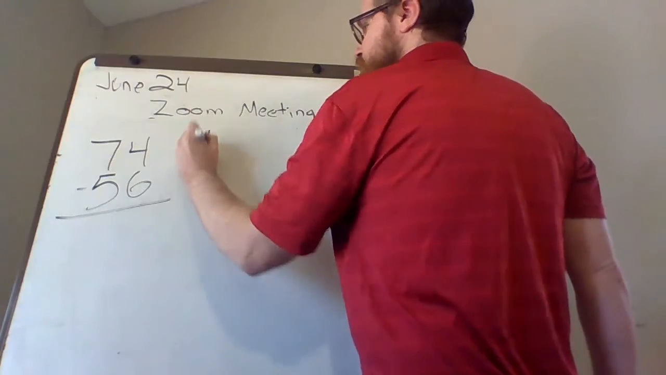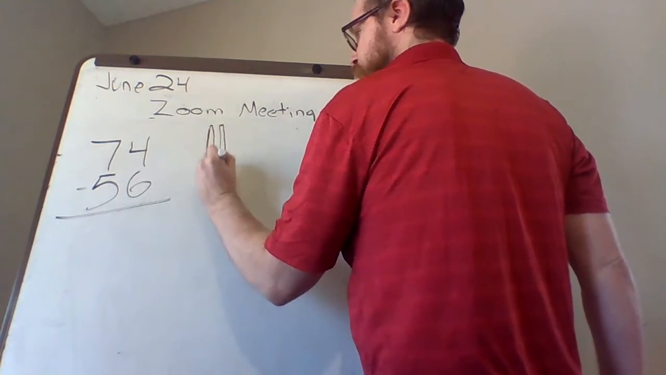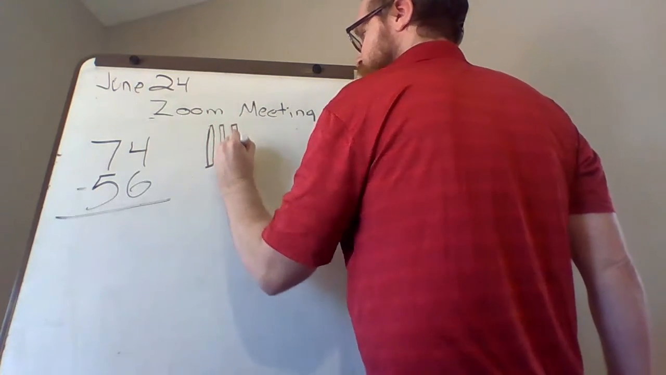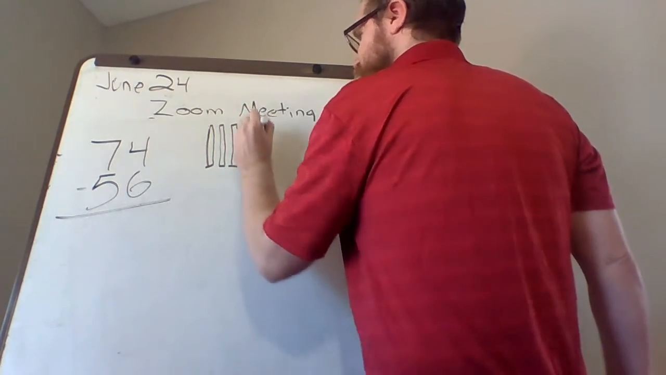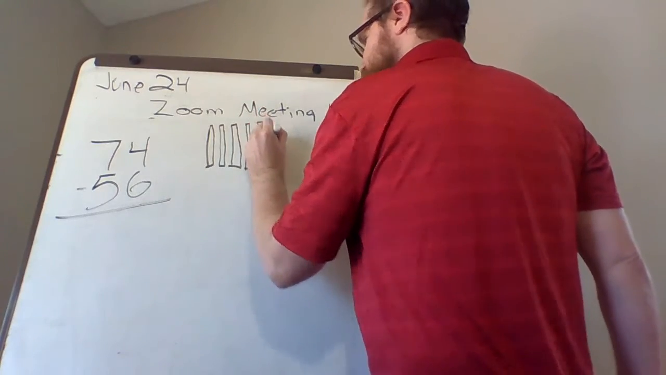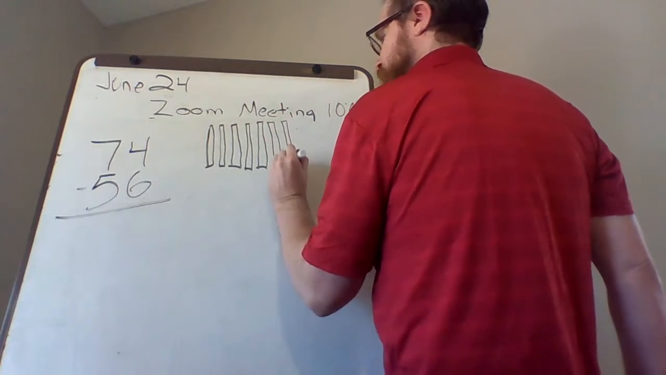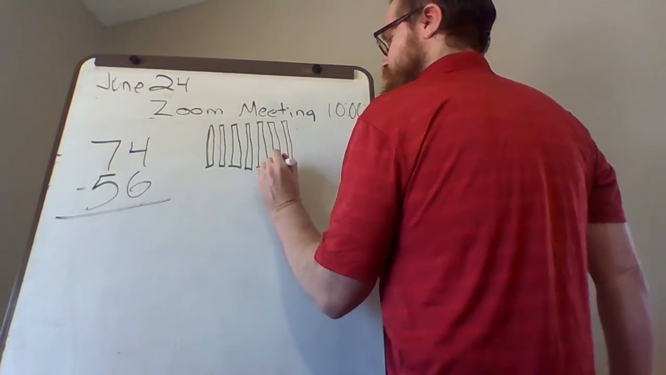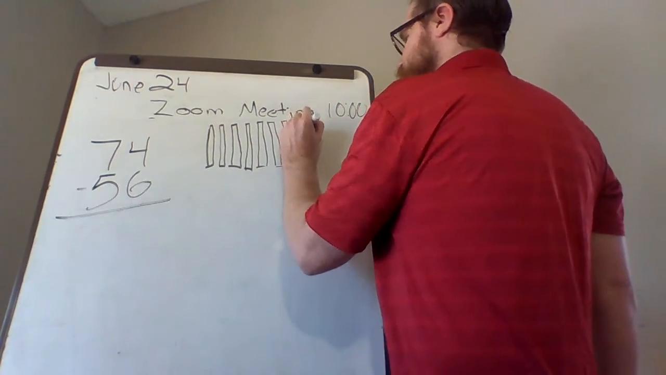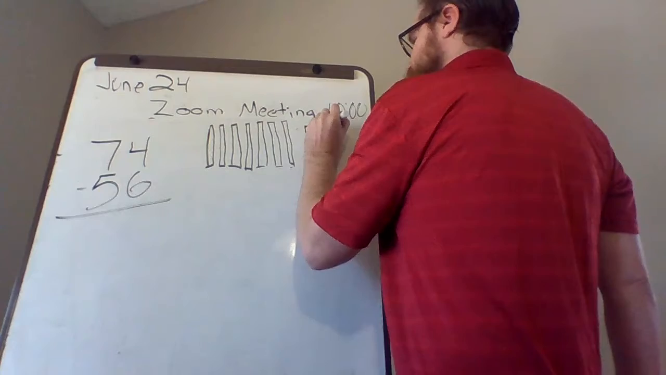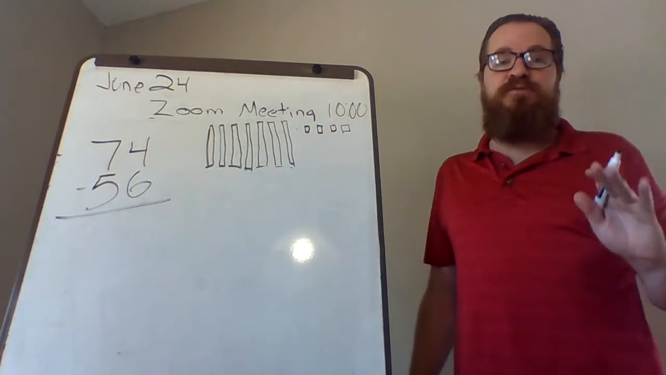So I need tens. There's 10, 20, 30, 40, and each of these are 10, 50, 60, 70. Okay, a little bit crooked there. And now, 10, 20, 30, 40, 50, 60, 70, I'm gonna need 74: 71, 72, 73, 74. Okay, so I got 74 drawn.